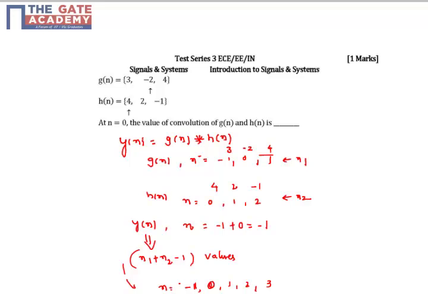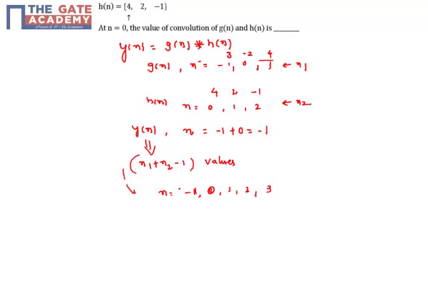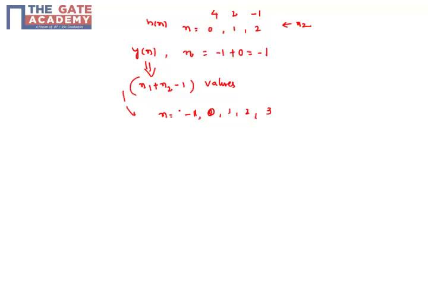Now I am going to find out the convolution. So there is a shortcut for this. This is not a shortcut, this is the regular method only, but I don't know how many people know this. So what you have to do is write g of n values row-wise. So this will become 3, minus 2, 4. And you have to write h of n values column-wise. So this is 4, this is 2 and this is 1.